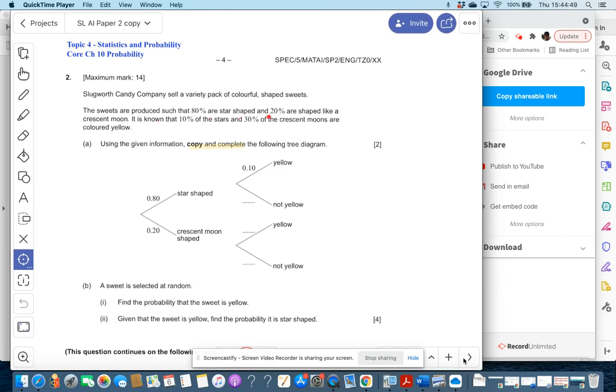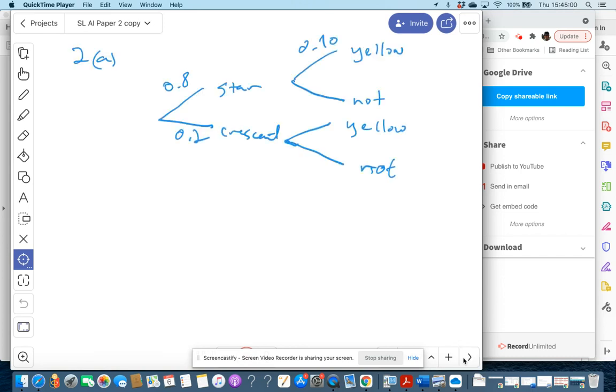Okay, and these are sweets. And again, we're going to figure out the probability that a sweet is yellow, and given that the sweet is yellow, that it's star-shaped here. So this was 0.3 as it said in the question. So now I can complete the tree. This is 0.9. That's 0.7. Okay, my tree is complete. Maybe I should have written those under the line, but it doesn't matter too much.